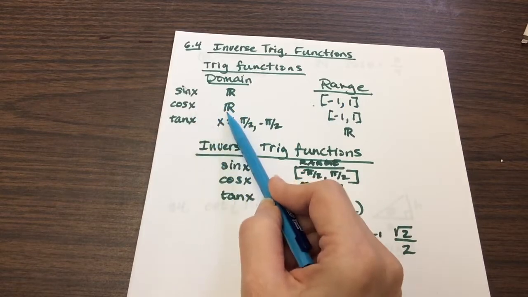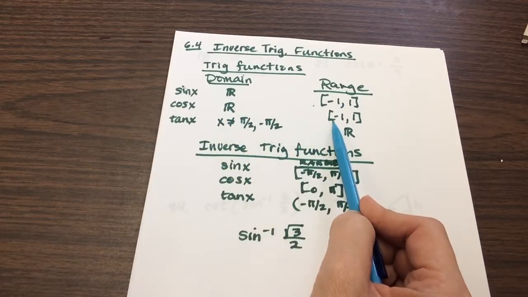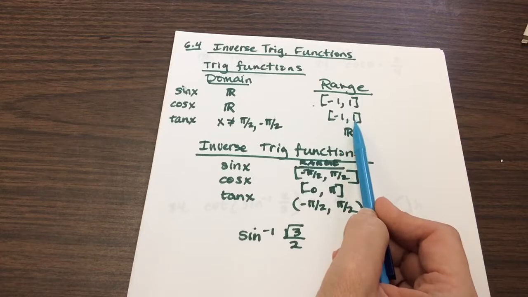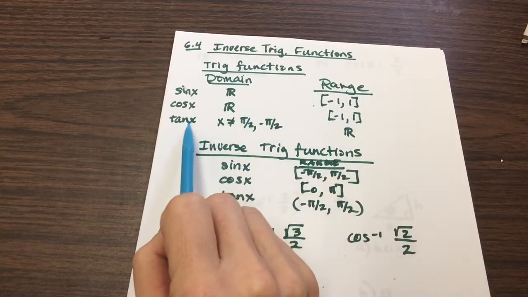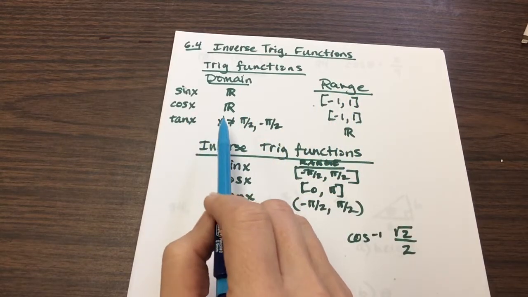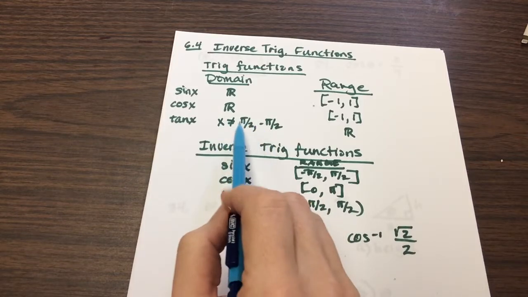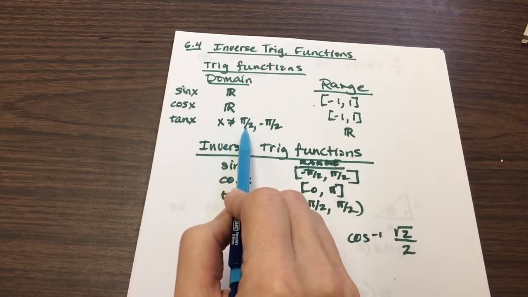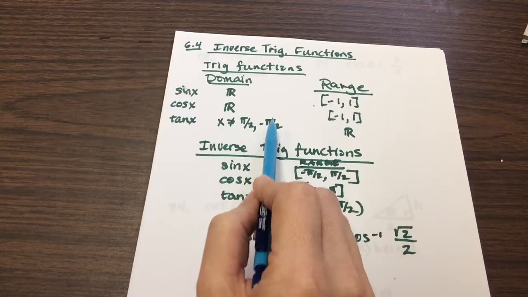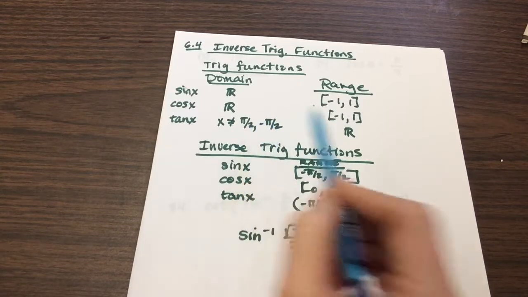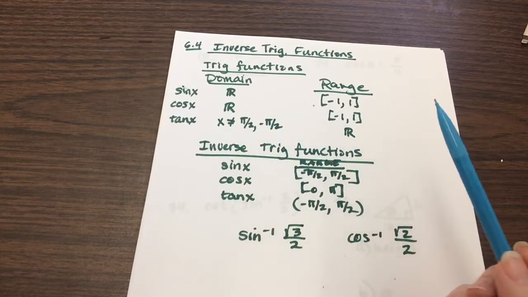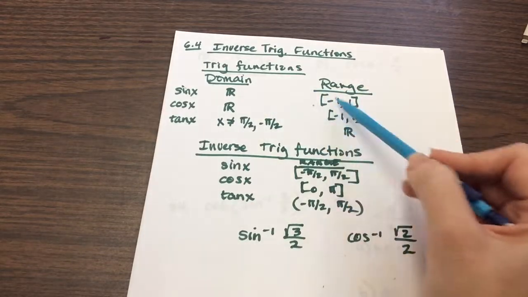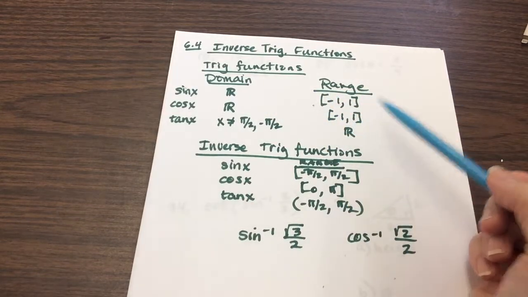Same thing with cosine. I can plug in anything. My range is going to be between -1 and 1 with those values included. And then the tangent of x, if you remember when we were filling out the chart, we had values that were undefined. So x couldn't be 90 degrees or -90 degrees, but anything we put in, we're going to get a real number. And you'll probably see this more when we graph later on.